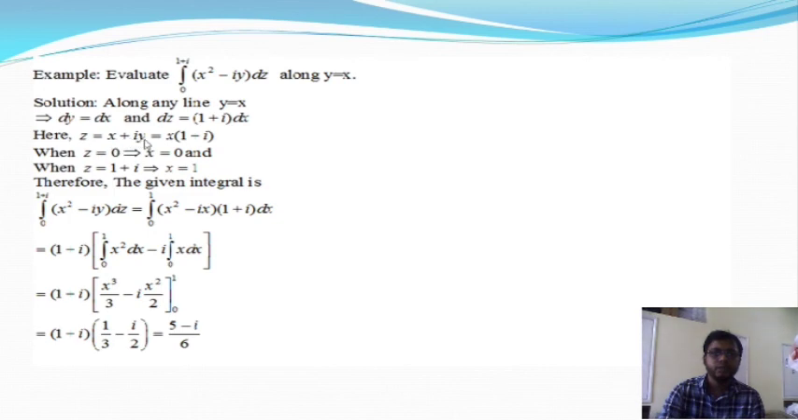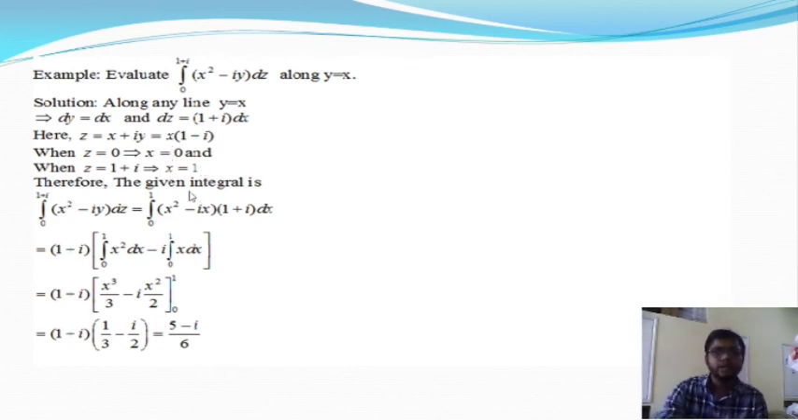So similar thing will happen in this case. Here z is equal to x plus iy and x is equal to y, so z is actually equal to x into (1 minus i). Now we will put z is equal to 0. In that case, we will get x is equal to 0. And when we put z is equal to 1 plus i, this is actually the lower limit and the upper limit of this integration. So when z is equal to 0, this implies x is equal to 0. And when z is equal to 1 plus i, we will take x is equal to 1 respectively.